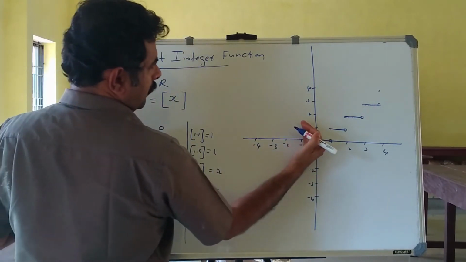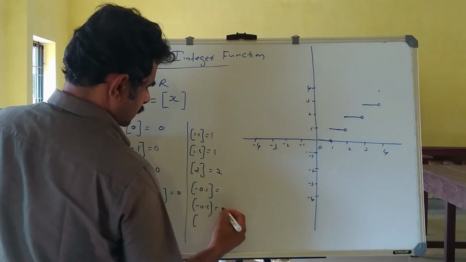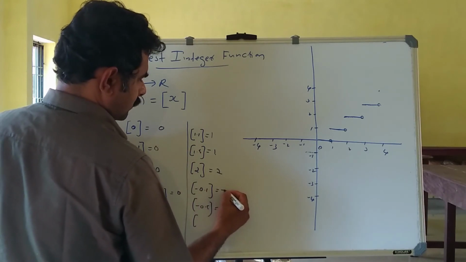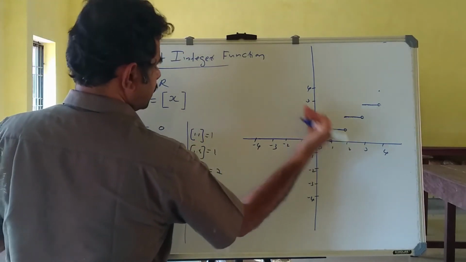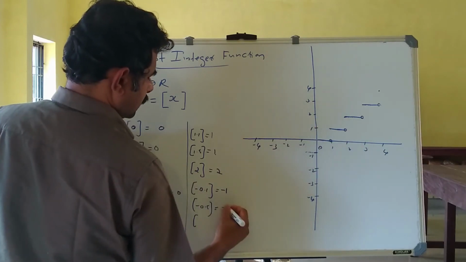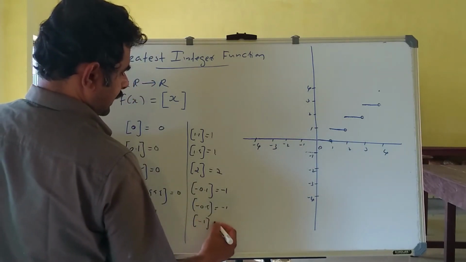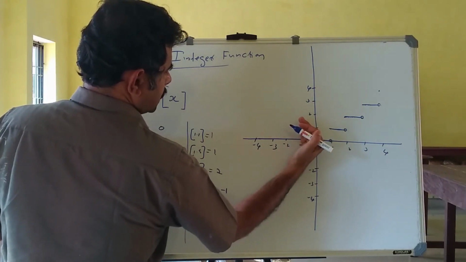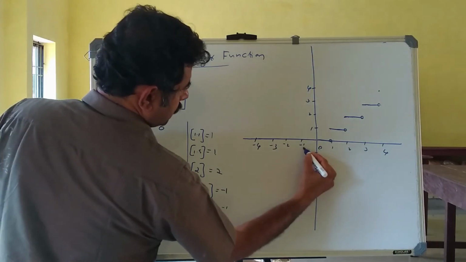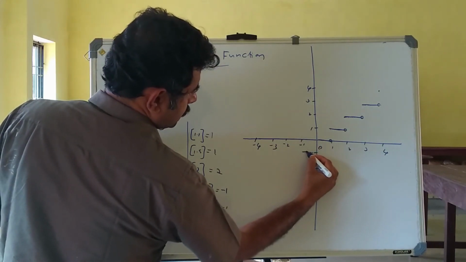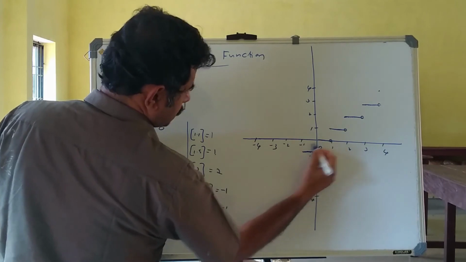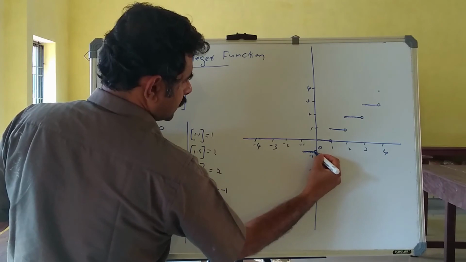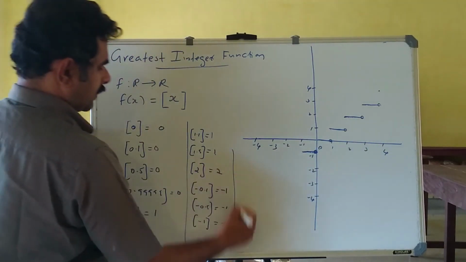The greatest integer value of minus 1, what is this one? Minus 0.1 means minus 1. Minus 0.5 means minus 1. Then for minus 1, minus 1 is this one. So the greatest integer value for minus 1 is minus 1 itself. So this can be started from here. But the greatest integer value for 0 is 0. So here we can draw a small circle. And again we are continuing.